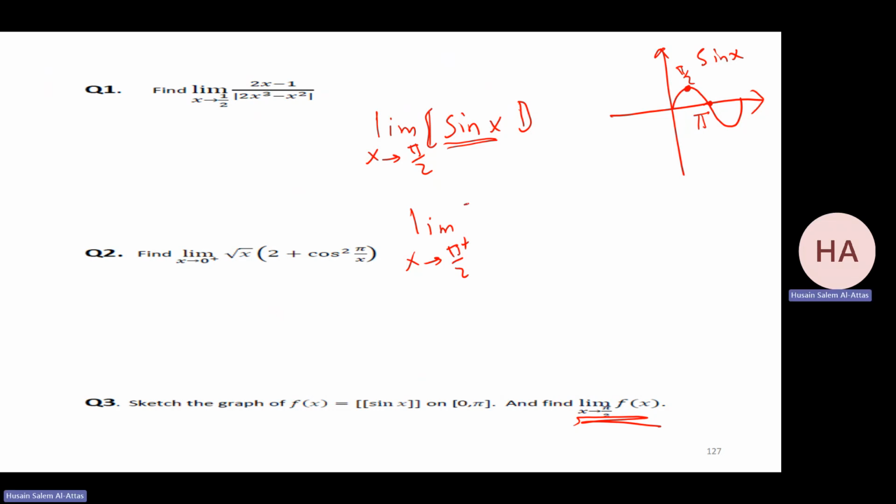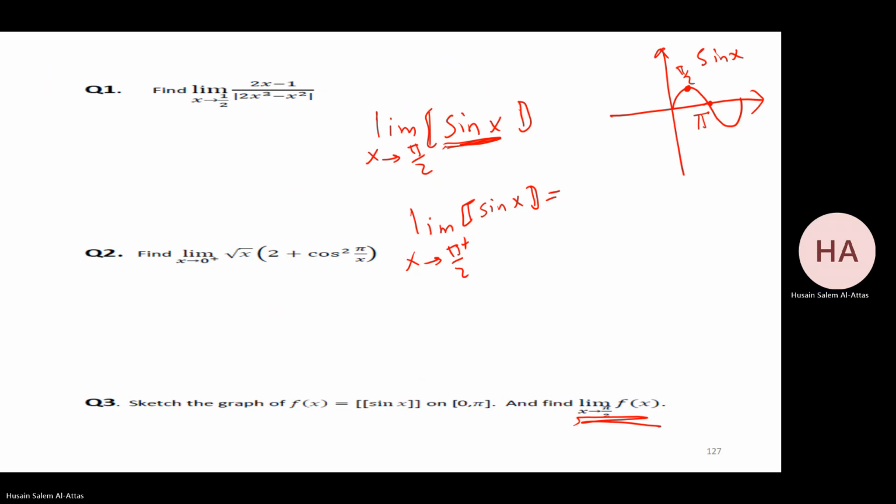Okay, I'm guessing the integer of x. Check from right and from left. From right, we're getting an integer, but it doesn't mean the limit does not exist. So you need to be careful. It does not always fail to exist.